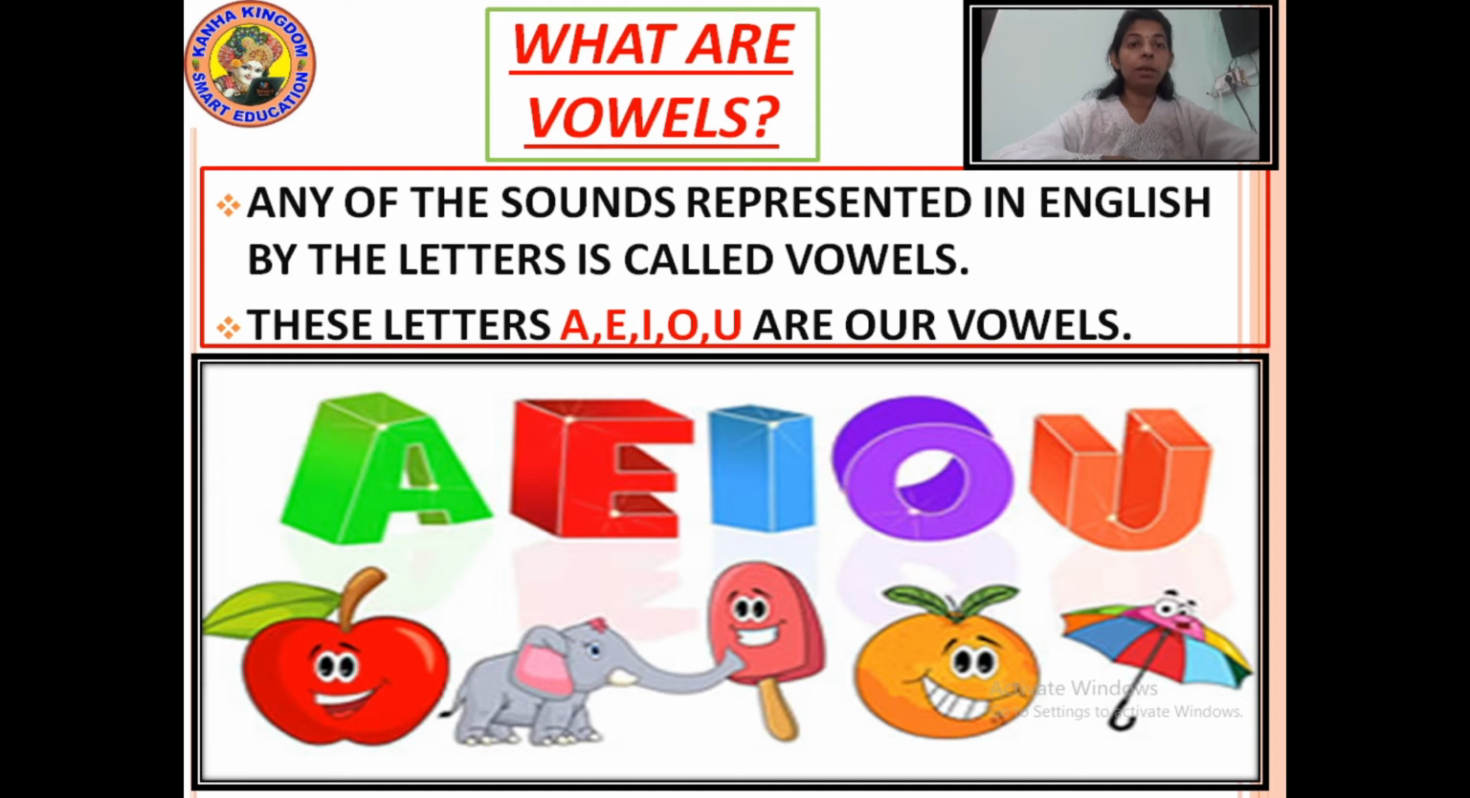Now tell me which letters are vowels? A, E, I, O, U. Very good. Repeat one more time. A, E, I, O, U. You got it? Okay, one more time. A, E, I, O, U. Very nice.